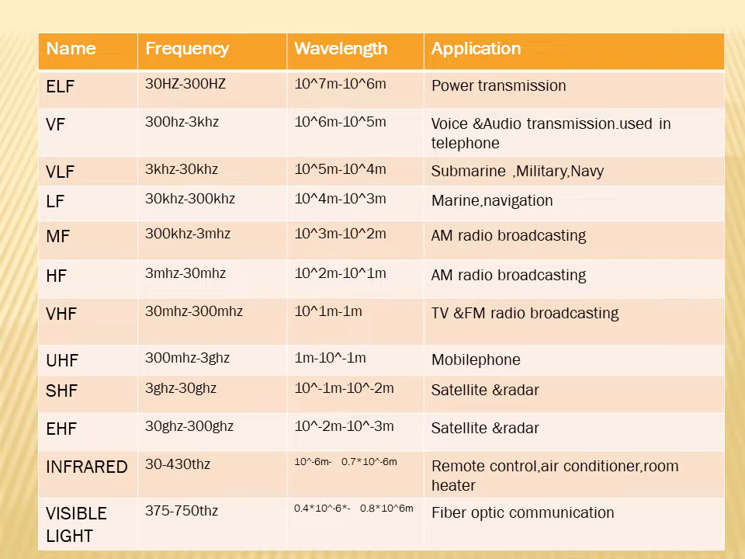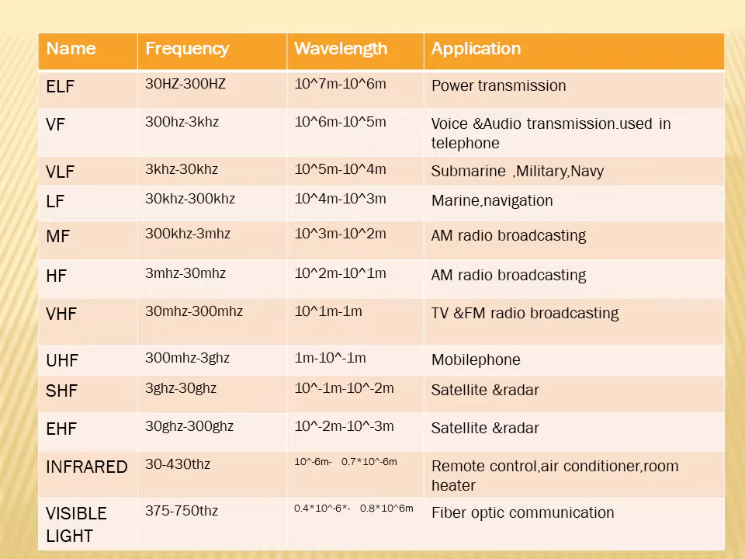Next one, it is the UHF. UHF is the ultra high frequency. Its frequency range is 300 megahertz to 3 gigahertz. Its wavelength is 1 meter to 10^-1 meter, and it is used in mobile phones.